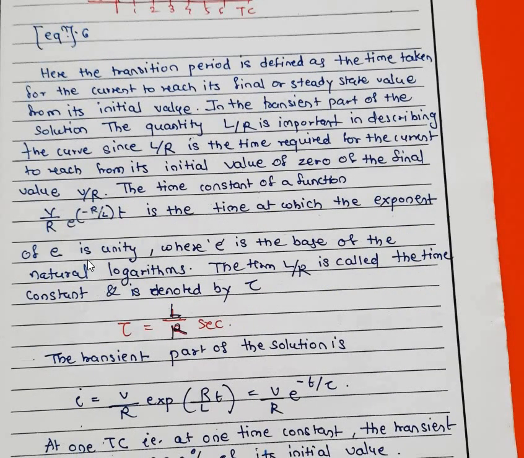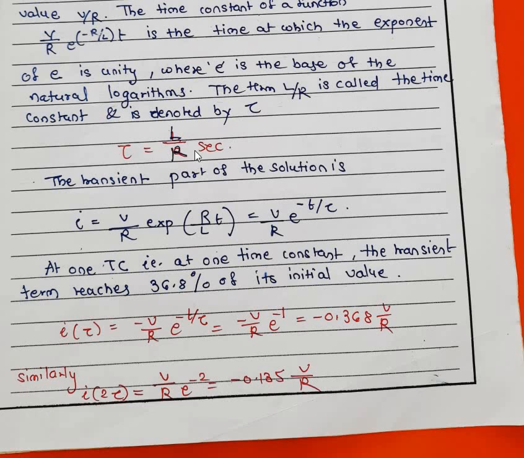And this is nothing but acting as a time constant, and v by r e raised to minus r by lt is the time at which the exponent of e is going to become unity, where e is the base of the natural logarithm. The term L by r is called the time constant, denoted by tau, and it is L by r. So you can have the expression for the transient part of the solution as I is equal to v by r e raised to minus r by lt. Minus sign again I have missed.